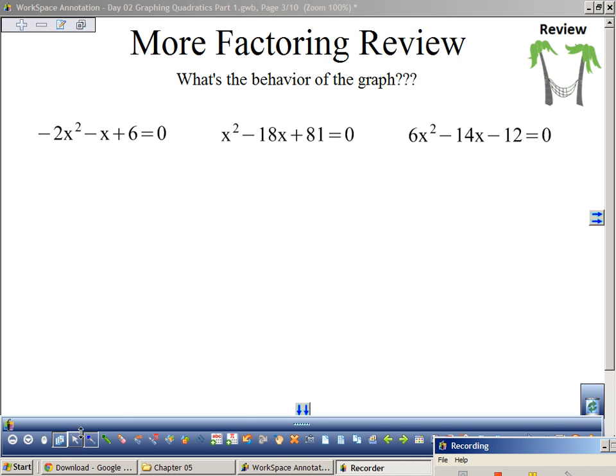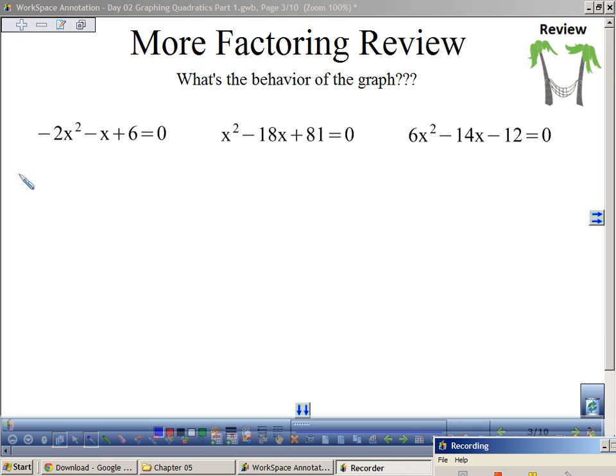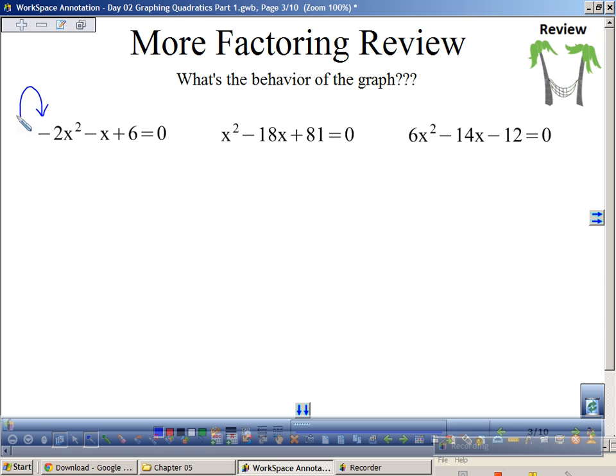So let's do some factoring review. We notice we've got a negative in front of this 2x squared, so I need to factor that out because this graph is pointing down. So when I factor out a negative, I'm left with 2x squared plus x minus 6 equals 0.